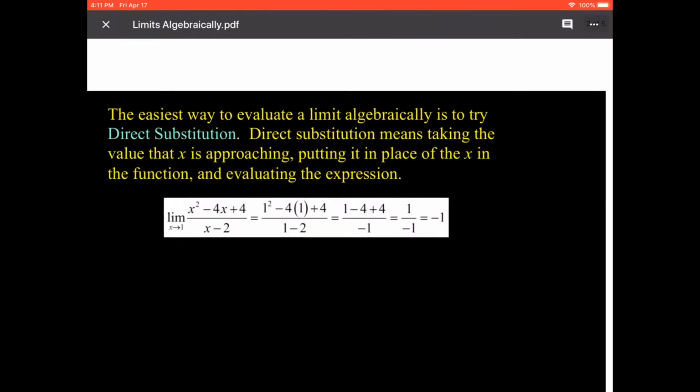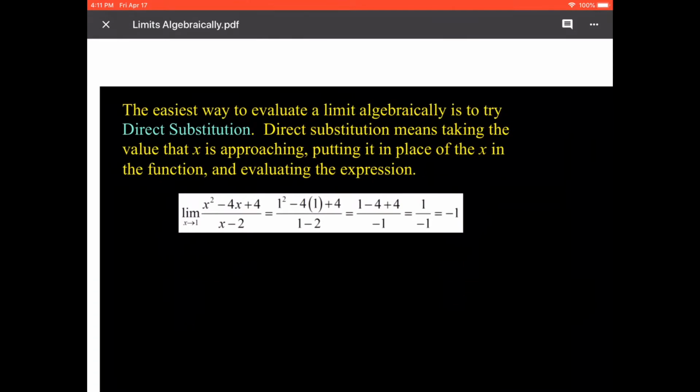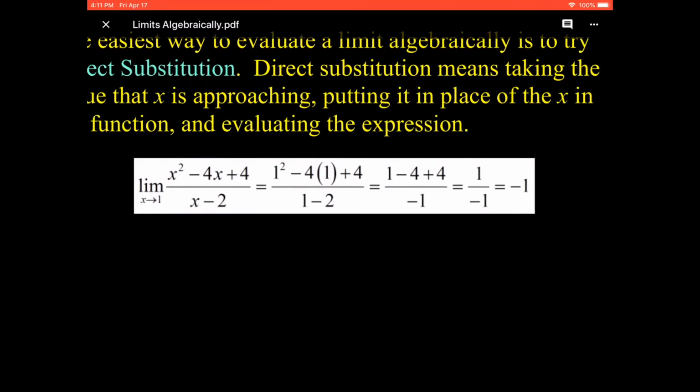Alright, the easiest way to evaluate limits algebraically is to do what's called direct substitution. If we're going to do direct substitution, that means we're going to take the value that the x is approaching, put it in place of the x inside the function, and evaluate the expression. So if we have this limit here, which is the limit as x goes to 1 of this fraction, that means we're going to try direct substitution: take that 1 and put it in place of all of those x's. So that would give us 1 squared minus 4 times 1 plus 4, all over 1 minus 2. Then we would simplify. 1 minus 4 plus 4, we'd end up with 1 over negative 1, and we'd get a negative 1.